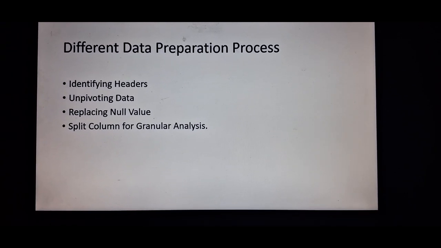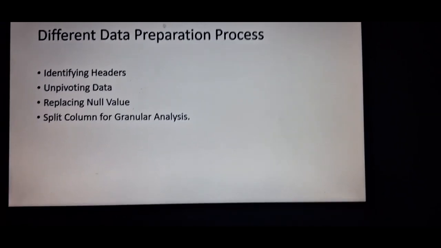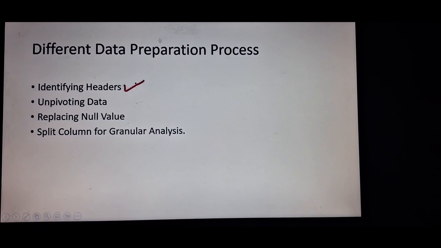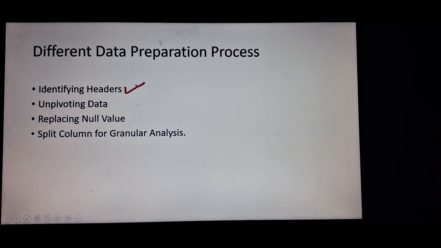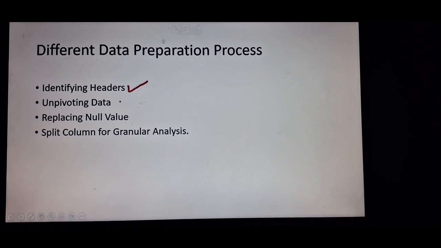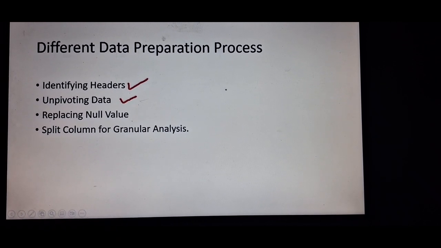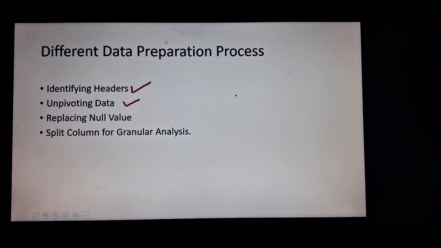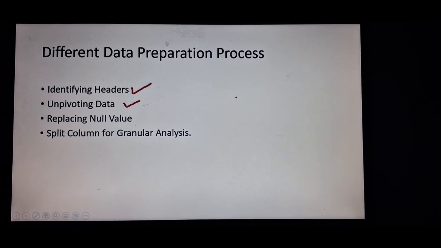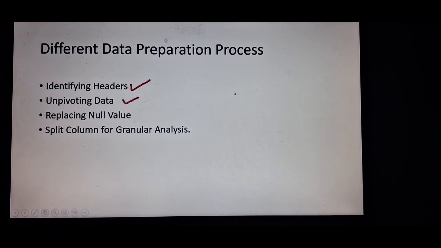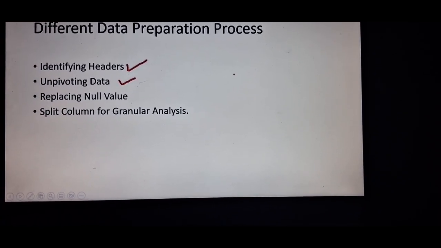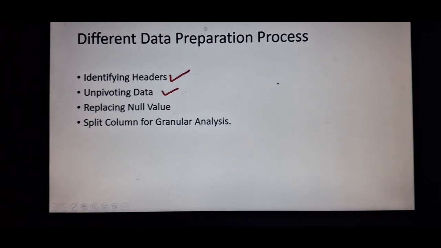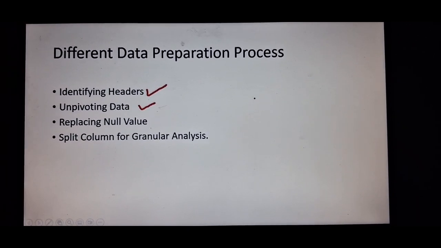Some of the data preparation processes we look into is identifying the headers. That means if the headers are not being recognized by your Tableau, how can we make them recognized, we look into that. Then unpivoting the data. Generally pivoting converts your row by row data to tabular row by columns data, so unpivoting is going to be vice versa. You already have a summarized data, but I want to desummarize it. I want to convert this tabular row by column data into rows one below the other. So that is unpivoting.